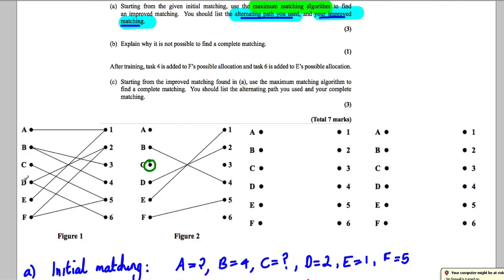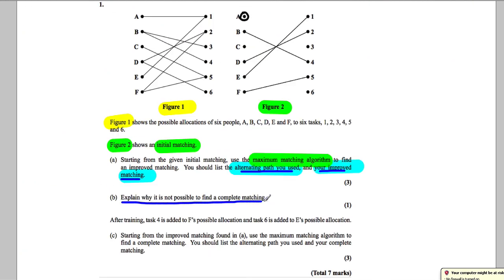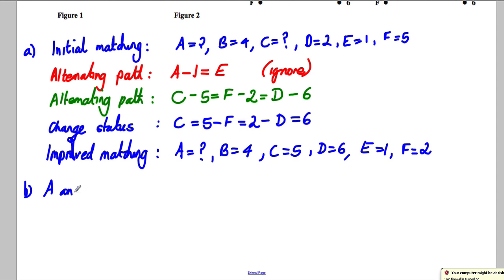Okay, part B, let's look up at part B. Explain why it is not possible to find a complete matching. So let's look at the possibilities up here. Why is it not possible to find a complete matching? Well, here's one reason. You see E here and A, they both can only be assigned to 1. So that means that if they're both going to 1, it must mean that one of these is going to be left out at the end if each one's supposed to go to a different one and be complete. So we can write that A and E can only do activity 1, and that's enough for that mark there.